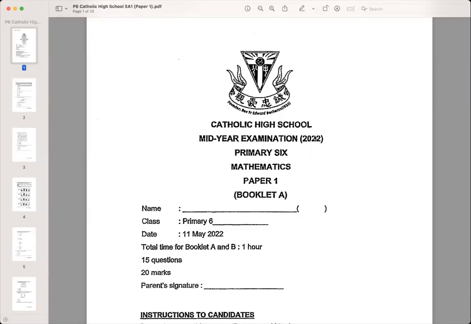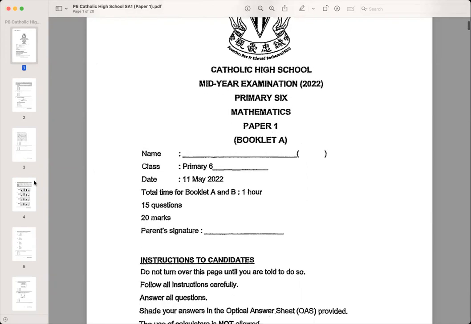Catholic High Mid-Year Exam 2022, Primary 6 Paper 1. I have looked through the Paper 1 questions, Booklet A questions, I mean. There isn't any difficult one, so I will not be going through any of the multiple choice questions. So I'll go straight into Booklet B. All right, I'll go through every question in Booklet B.